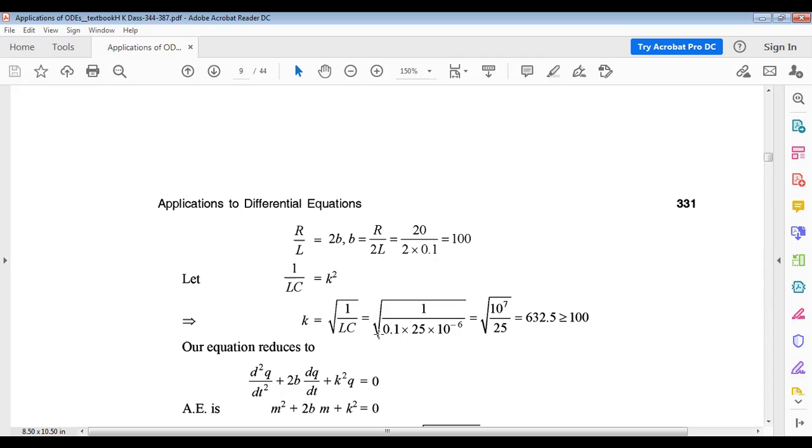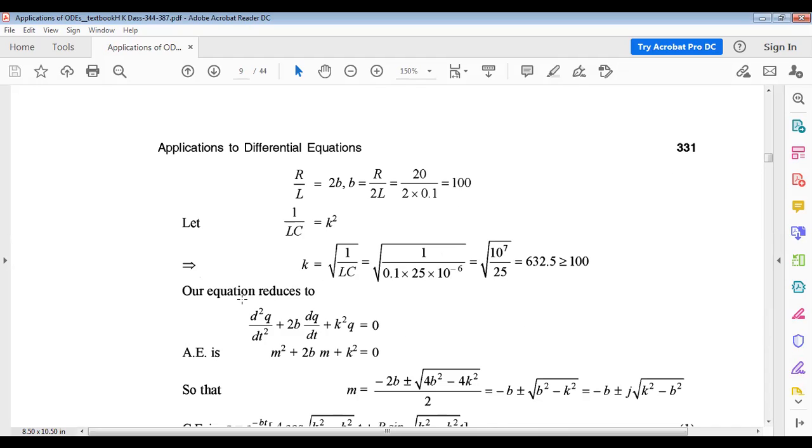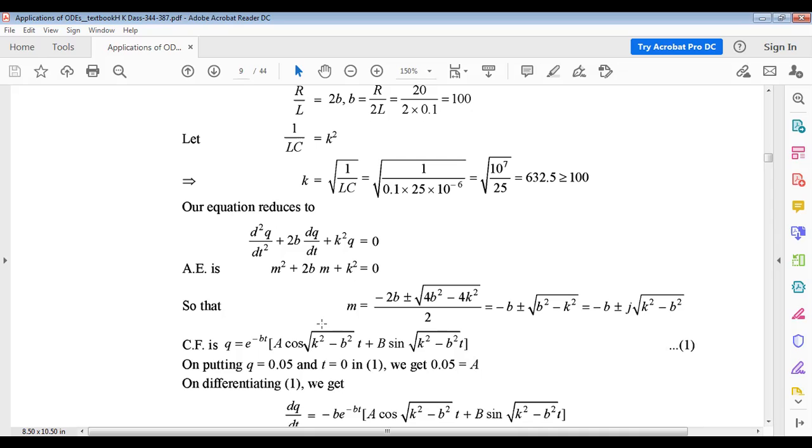Putting the values, L equals to this one, C equals to this microfarad. Micro means what? 10 to the power minus 6. Remember it. So we get the value, this is greater than 100. So our equation reduces to d square q by dt square plus 2b dq/dt plus k square q equals 0. So the auxiliary equation will be m square plus 2bm plus k square equal to 0. So m equals to what? Solving, this is quadratic in m. So m equals to minus b plus minus square root b square minus 4ac divided by twice a, formula. So we get these two constants.